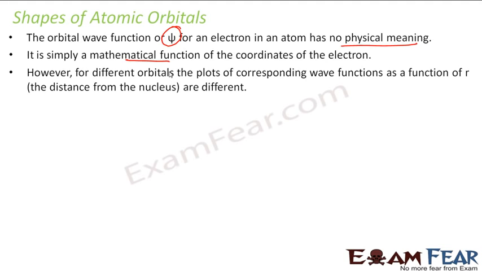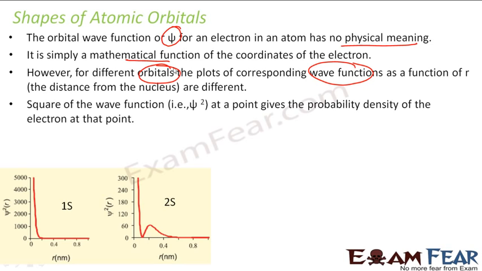However, for different orbitals, the wave function as a function of r is different. The shape of the orbital which you get from these wave functions as a function of r is different. And the square of this wave function gives the probability density for the electron at a given point. For example, for 1s, the electrons are there at this point. High probability of finding electrons. Right? It goes off, and from here there is no probability of finding the electron.